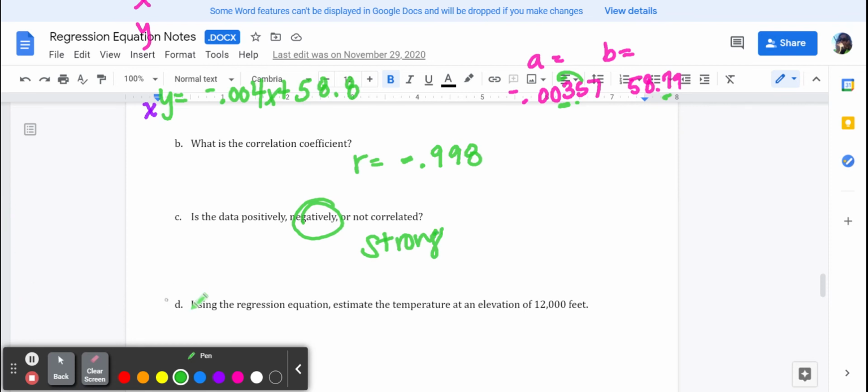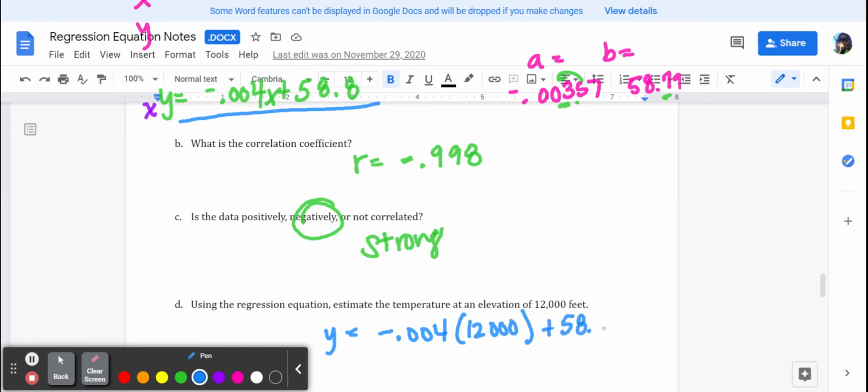Now for the last part of this equation, it says use the equation to estimate the temperature at an elevation of 12,000 feet. So all I need to do is take this equation that they gave me, that we found, and plug in 12,000 for x. So y equals negative 0.004 times 12,000 plus 58.8. And you just need to put that directly into your calculator.